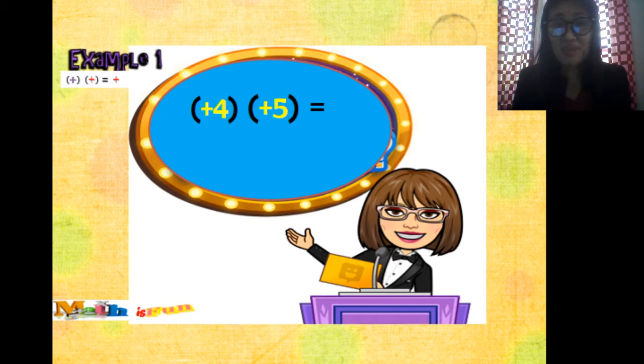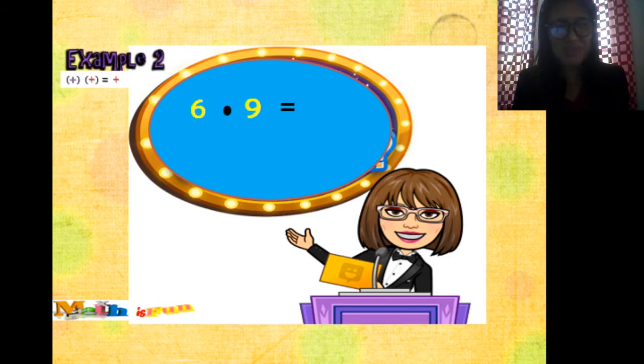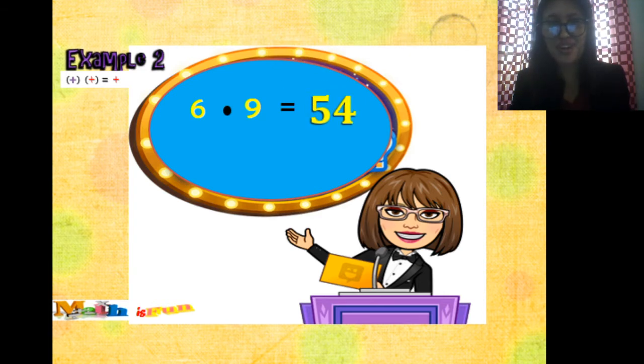Okay, let's have examples. Positive 4 times positive 5. These two integers are both positive. Therefore, the product is positive 20. Example number 2. 6 times 9. Take note that even without the positive signs before those integers, those numbers are still positive. So 6 times 9 is 54, positive 54.